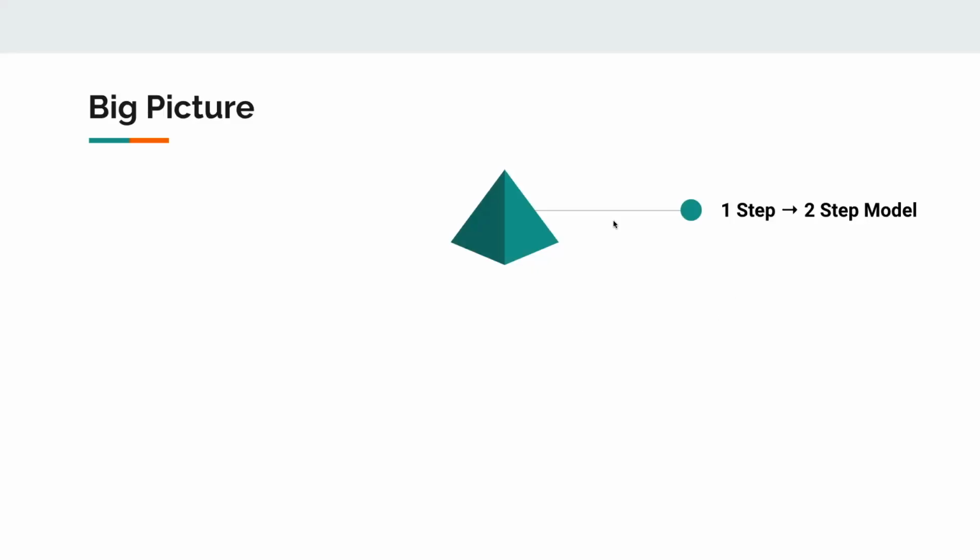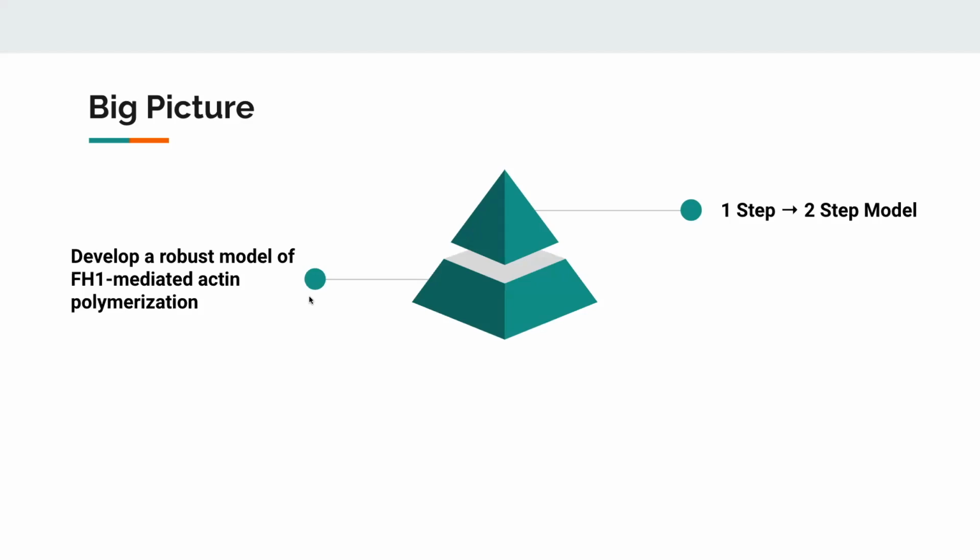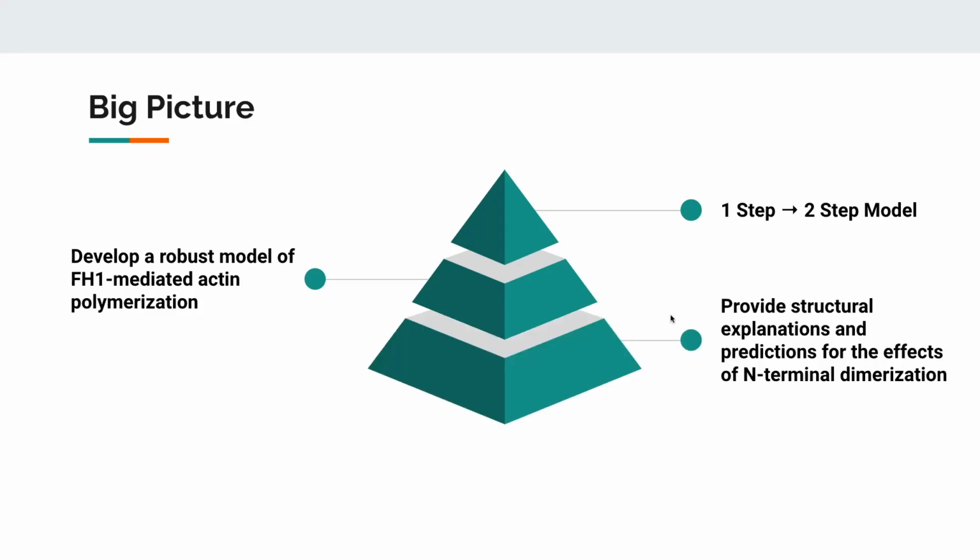And so just to put what I discussed today into context of the model overall, I discussed one particular improvement that we made to the model, going from one step to two step. This is part of the overall goal to develop a robust model of FH1-mediated actin polymerization. All of these individual changes add up to help support a model that we can feel confident in, moving on to the larger goal, the ultimate goal of providing structural explanations and predictions for the effects of N-terminal dimerization.